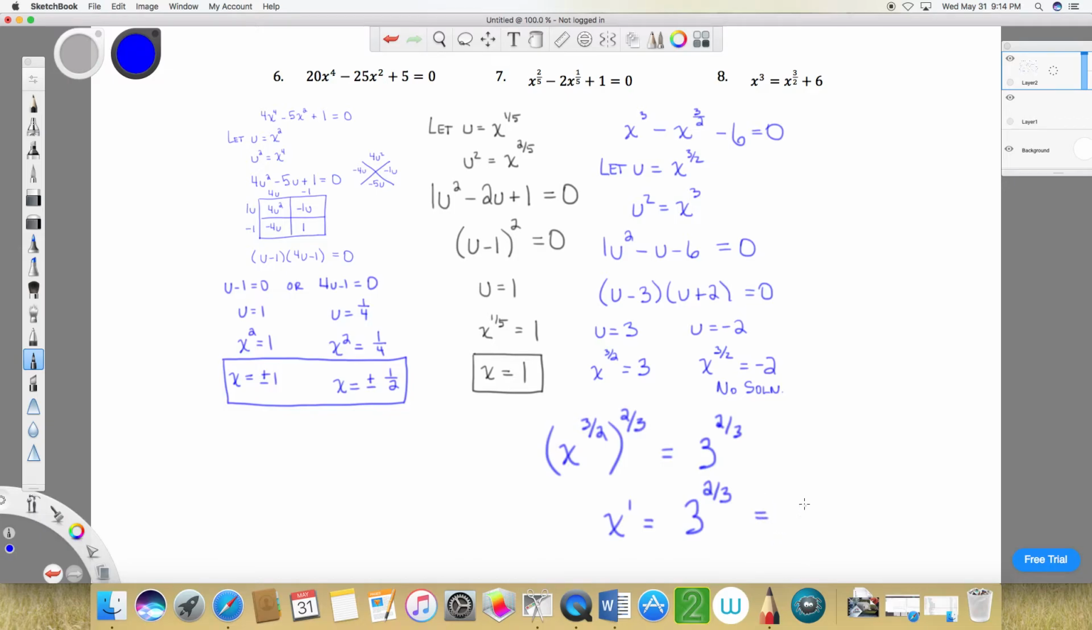Some people might write this as the cube root of 3, and then you could say squared, or you can have this squared be inside that radical, and this could be the cube root of 3 squared, which is 9. So you've got multiple ways that you could write that answer. I'm just going to leave my answer like this.